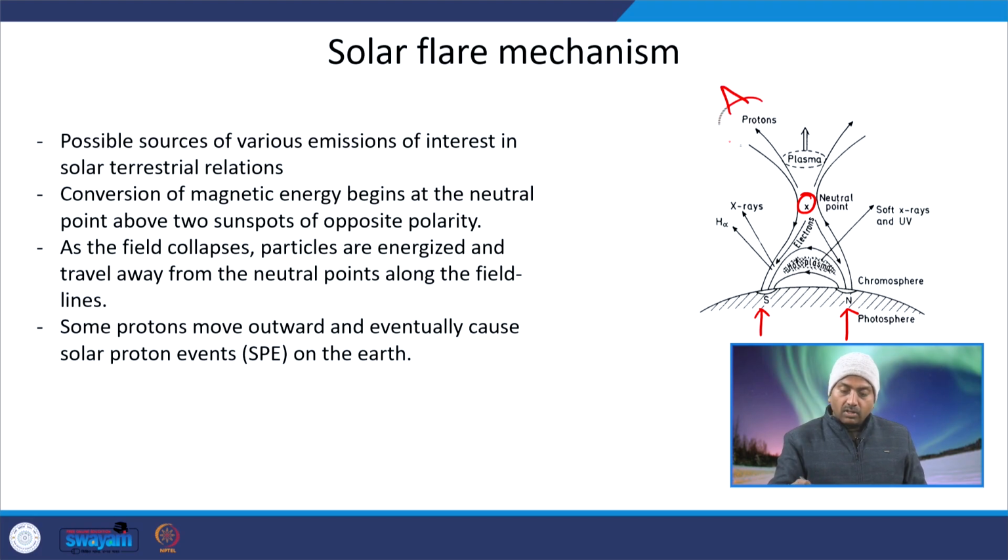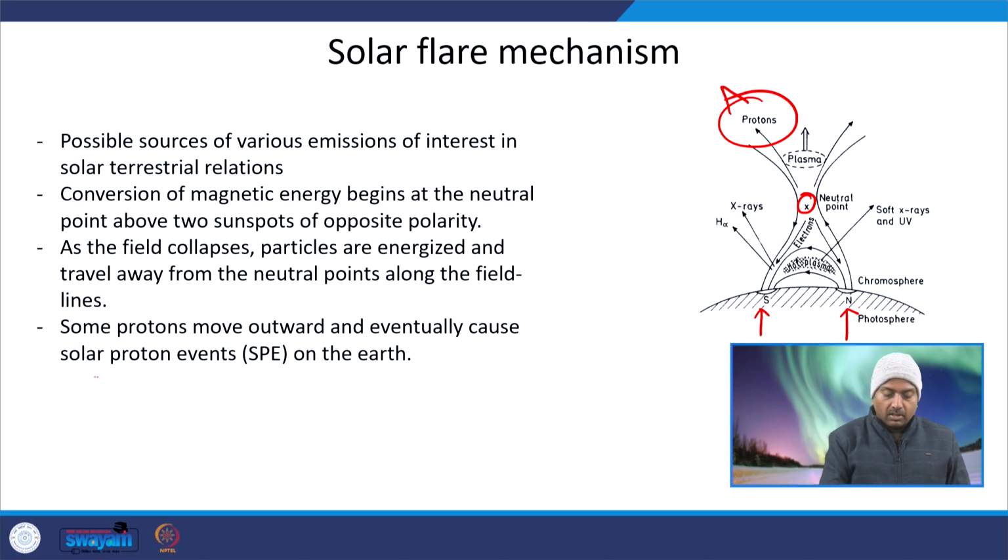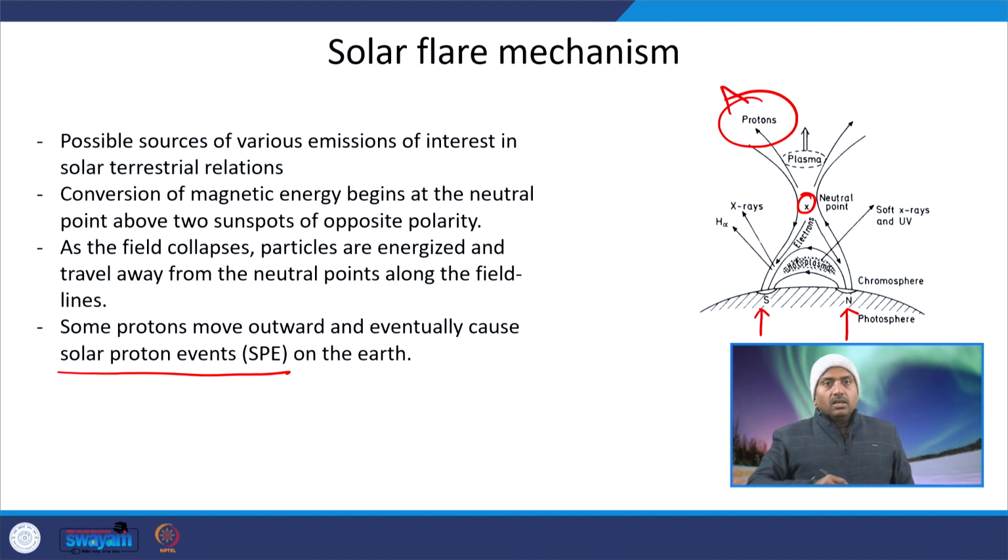These are the protons which are moving outwards. They travel towards the planets, the outer solar system. Okay, some protons move outwards and eventually cause what are called solar proton events. Solar proton events on the Earth. So, these are the events in which large magnitudes of energetic protons are seen, let's say, at the 1 astronomical unit distance, or at the L1 Lagrange point, or at geostationary satellite altitudes, etc.